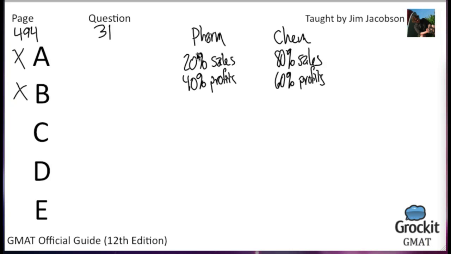Pharmaceuticals had 20% of the sales but 40% of the profits. Chem had 80% of the sales but only 60% of the profits. So they're not making as much money per sale in the chemicals department as the pharmaceuticals department. So that actually sounds like a pretty fair inference based on the numbers that we were getting from the passage. Let's look at the other ones.